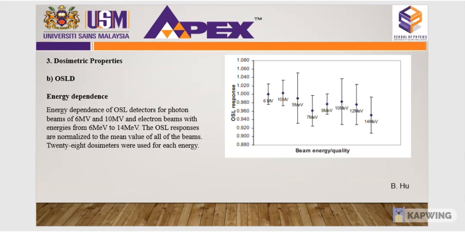So this demonstrates the properties of OSLD. I'm going to give you some definitions about the energy dependence of OSLD. Energy dependence of OSL detectors for photon beams of 6 MV and 10 MV and electron beams with energy from 6 MeV to 14 MeV. The OSL responses are normalized to the mean value of all the beams. 28 dosimeters were used for each energy. You can note that in this photon beam energy quality.